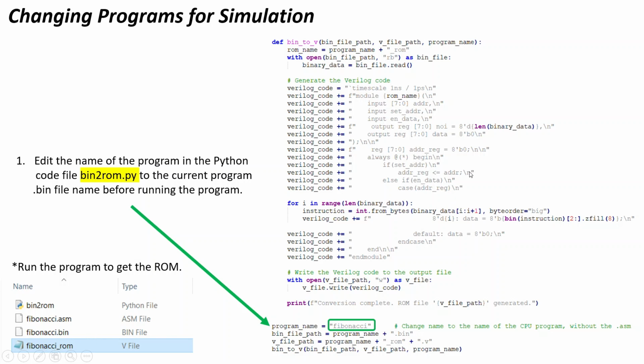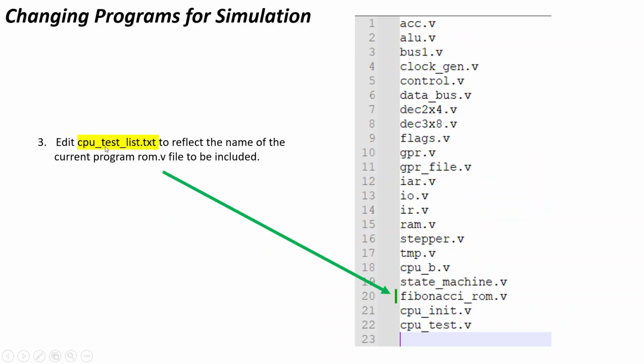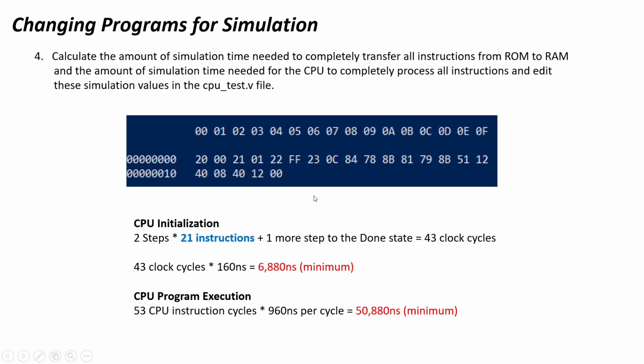Once we have the Fibonacci ROM, we need to go into CPU init and change this. This used to be called sum5_ROM. It's now Fibonacci ROM. So that's the only thing you need to change in this file. Then we need to go to the CPU test list where this used to say sum5, it now says Fibonacci for the ROM. The only change that needs to be made here.